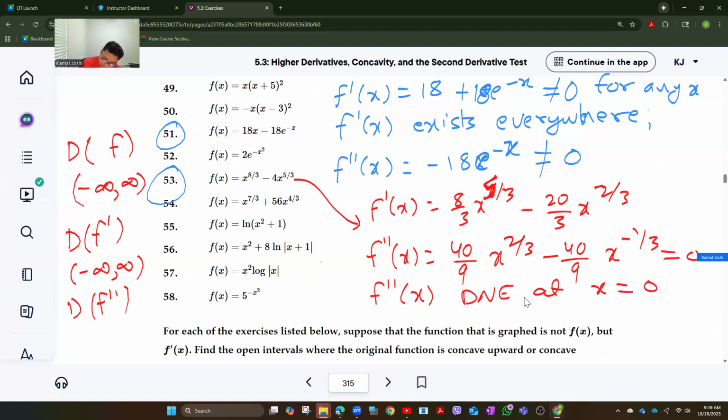Now, when you set this equal to 0, I'm just going to directly solve it here without much fuss. The coefficients are 40 over 9. You can cancel them because both are equal coefficients. So you will get x to the 2 over 3 equals x to the minus 1 over 3 when you take it to the other side. And if you bring it to the left side, it becomes x: 2 over 3 plus 1 over 3 will be 1, so you get x equals 1.